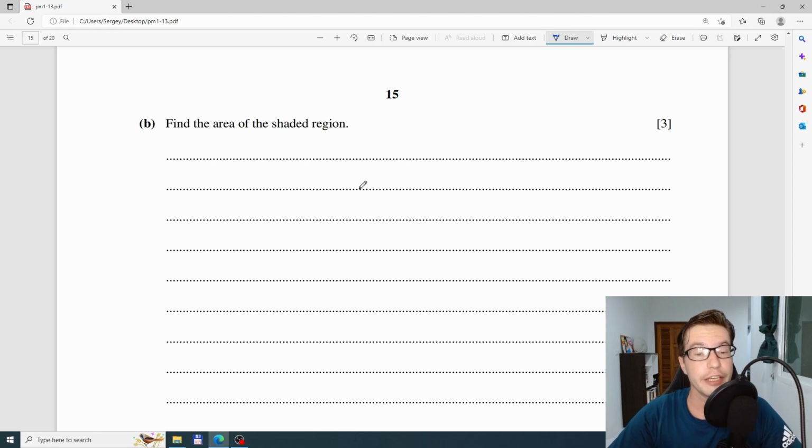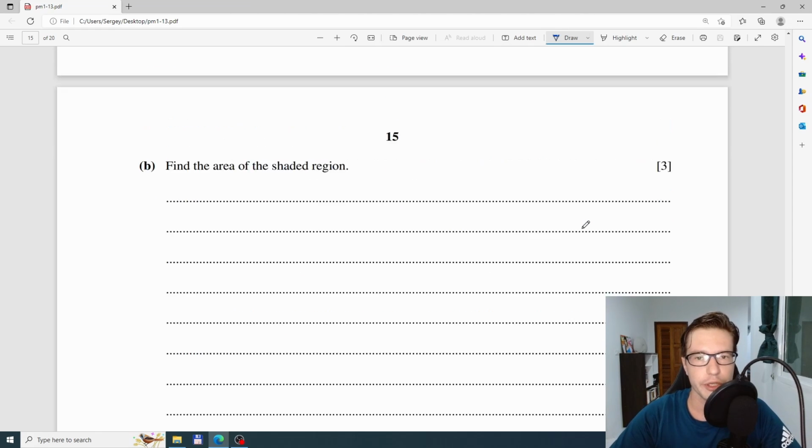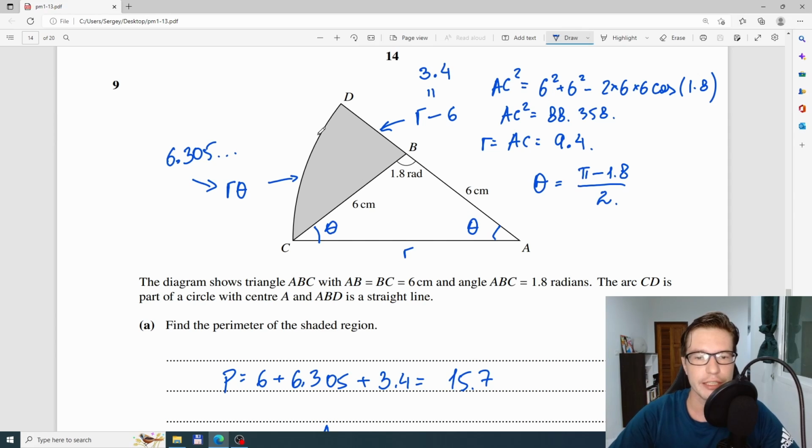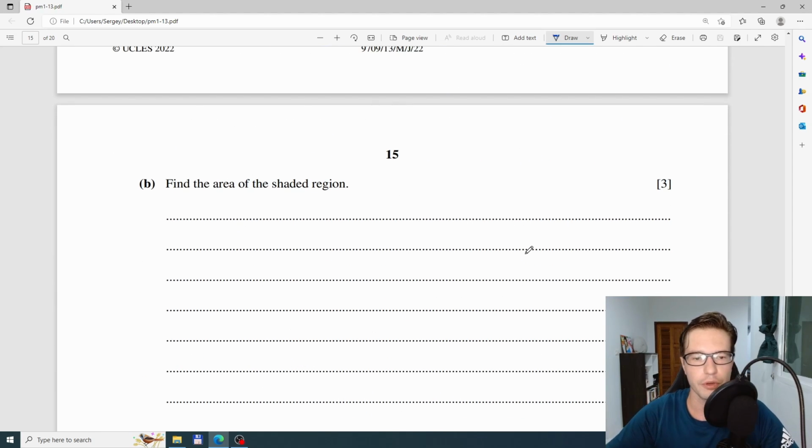Okay, next question. Find the area of the shaded region. Let's have a look at the picture. And we can see that the area of the shaded region would be the area of a sector minus the area of the triangle ABC. Now we have formulas for that. Area of a sector is going to be r squared times theta over 2, so it's the sector, minus the area of a triangle, which is a half AB sine C, minus the triangle.